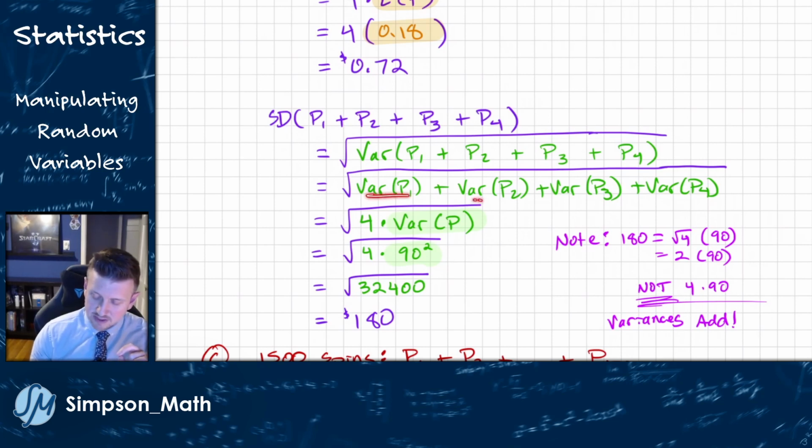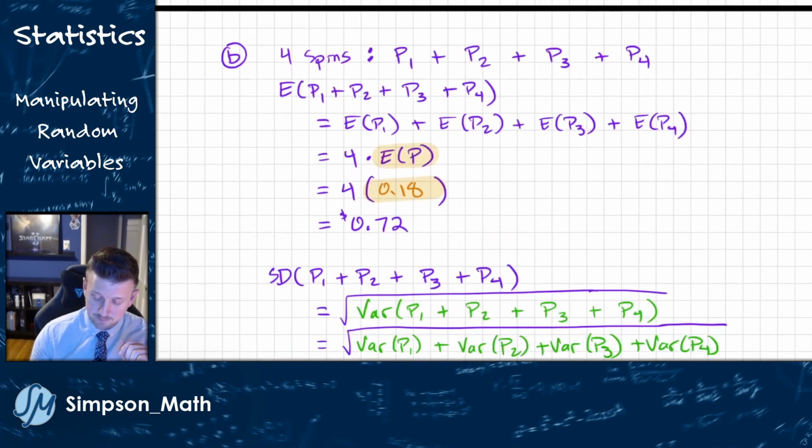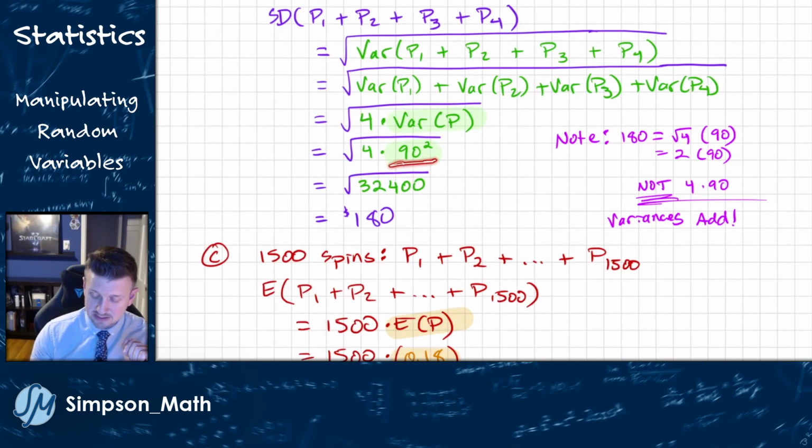Well, these individual variances will end up being the same value when I do my substitution because they're all from the same random variable. So I can go ahead and summarize this as 4 times my variance of P. We know our variance of P is 90 squared. So here's my substitution, highlighted in green.